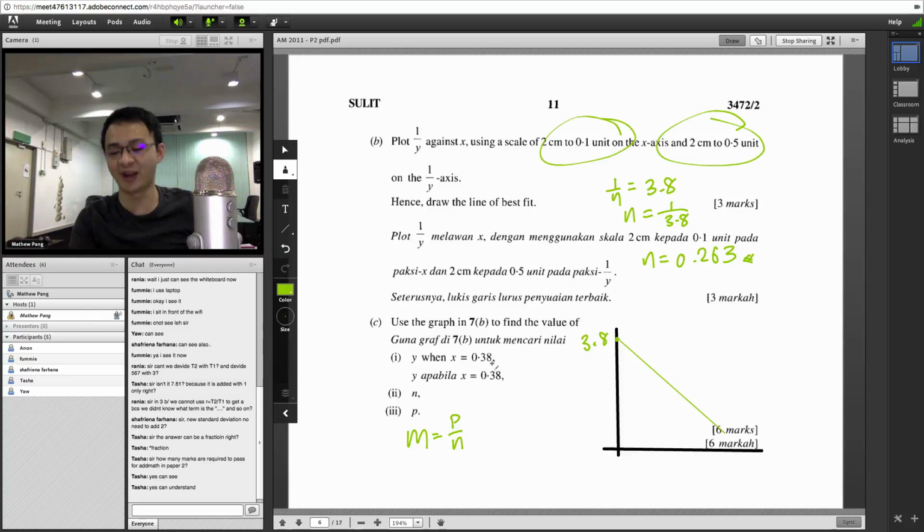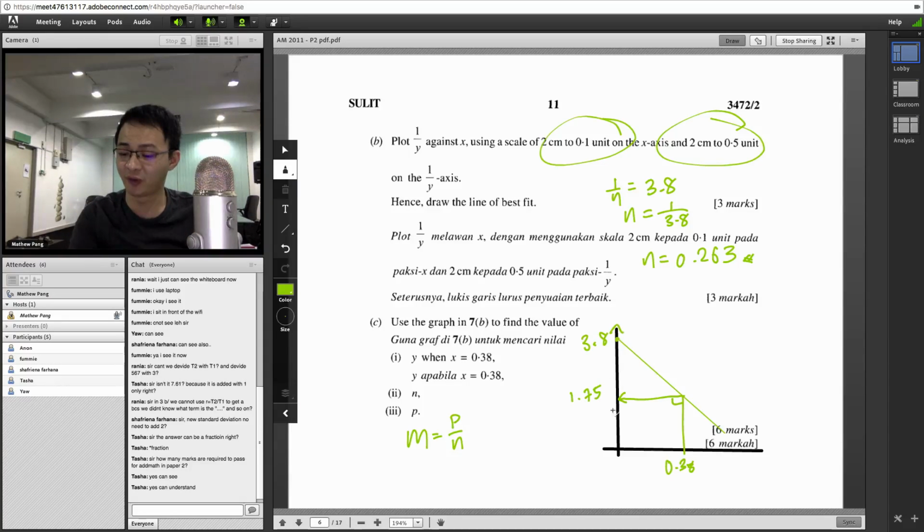Also, the question asks you to find the y when x equals 0.38. This is something a little bit tricky. So you have to use the graph here. From 0.38 here, you have to point out until you touch the graph. You move horizontally to your y value, and then you should get one y value here. In this case, assume the y value you get is 1.75. But then this is not y. If you write y equals 1.75, you will get it wrong.